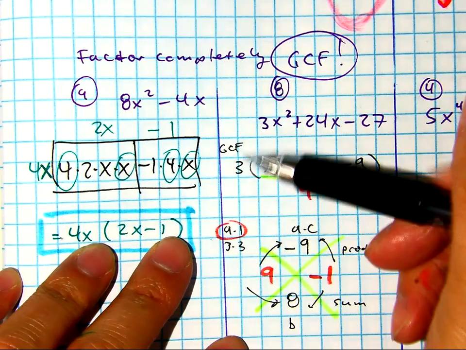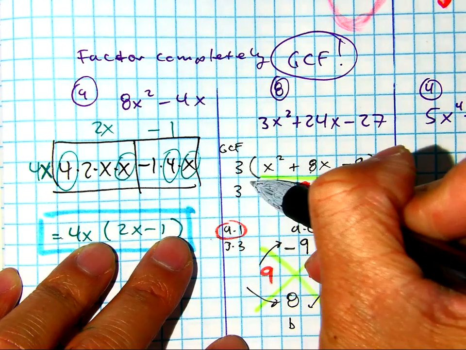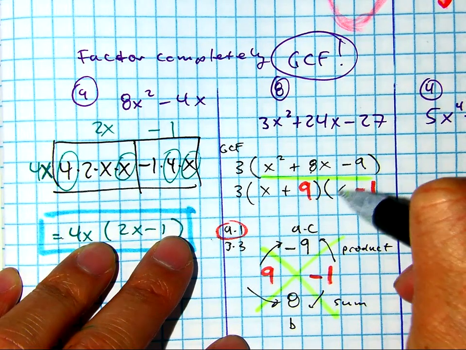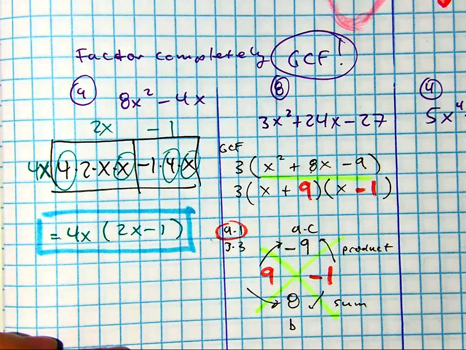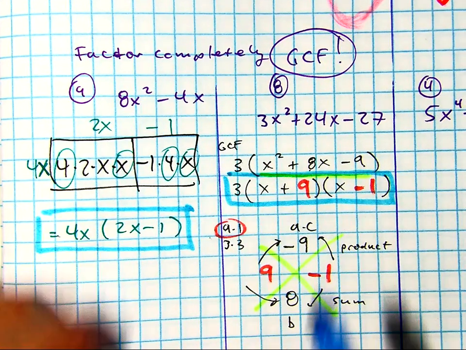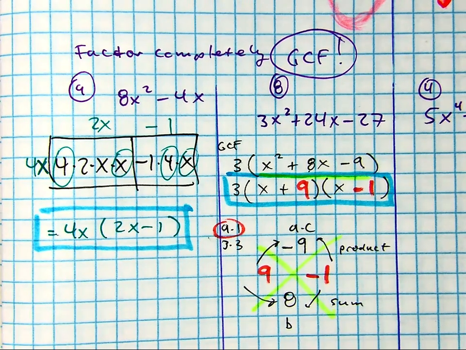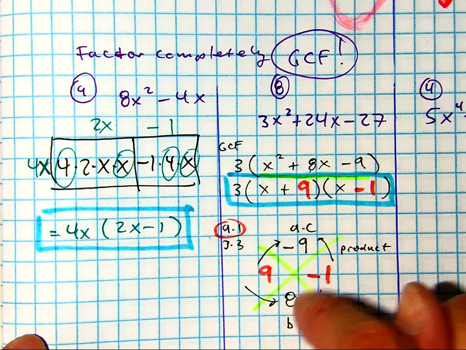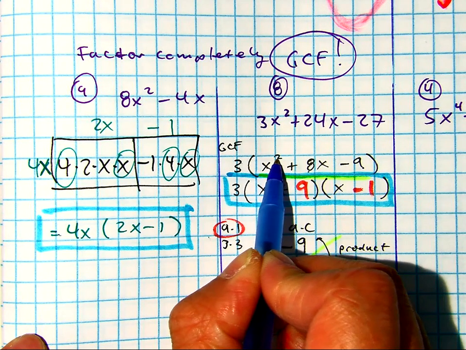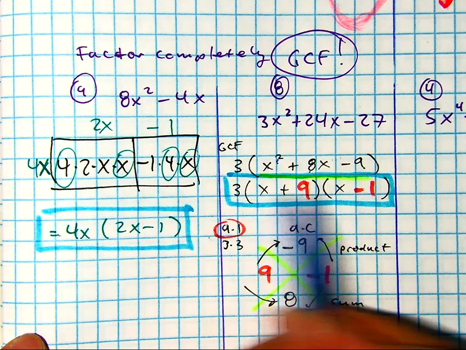Now, another common mistake is to forget about this greatest common factor. It just keeps falling down with our problem. So I have x, 9 here is positive, and I have x minus 1, and this is our answer. 3 times the quantity x plus 9, x minus 1. Another clue of how you know that you can use the X box method: class, what is half of 2? It is 1. When it's half, then you can use your X box.